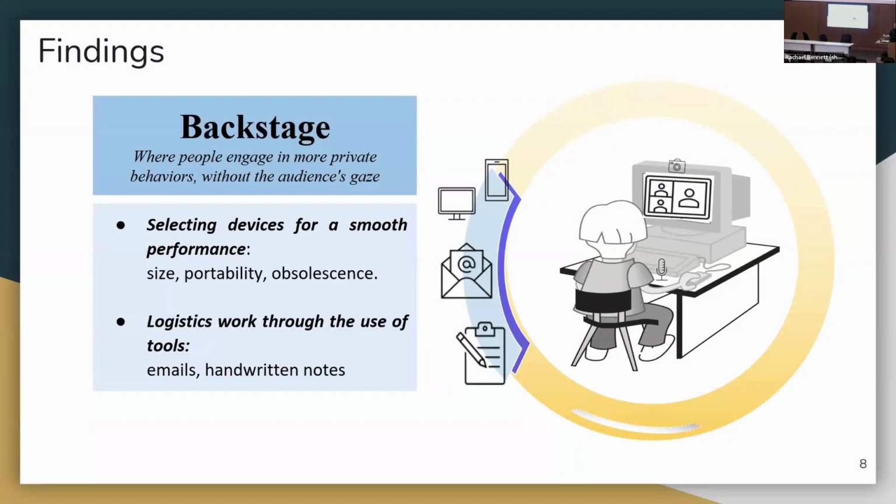In the backstage of performances, people usually engage in more private behaviors that are often invisible to the front stage. However, the work in the backstage is important and necessary to the more public front stage performance. And we found individuals engage in two kinds of work in the backstage. First, they would select devices that work for a better or smoother performance, with consideration of the characteristics of the devices, such as size, portability, obsolescence. They also employed tools such as emails and handwritten notes to support the logistical aspects of performing a video conference.